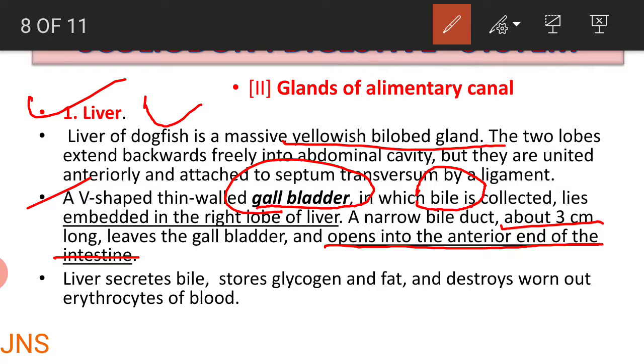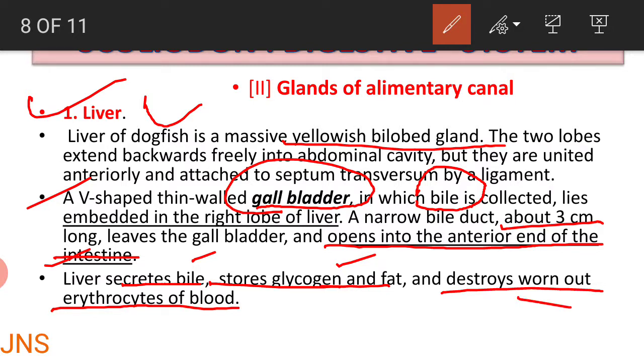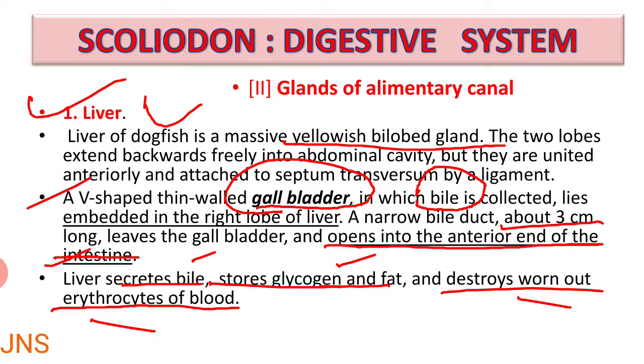Liver secretes bile. Stores glycogen and fat and destroys worn out RBCs or erythrocytes of the blood. These are the major functions of the liver. This is about the first and most important digestive gland of Scoliodon, which is called the liver.